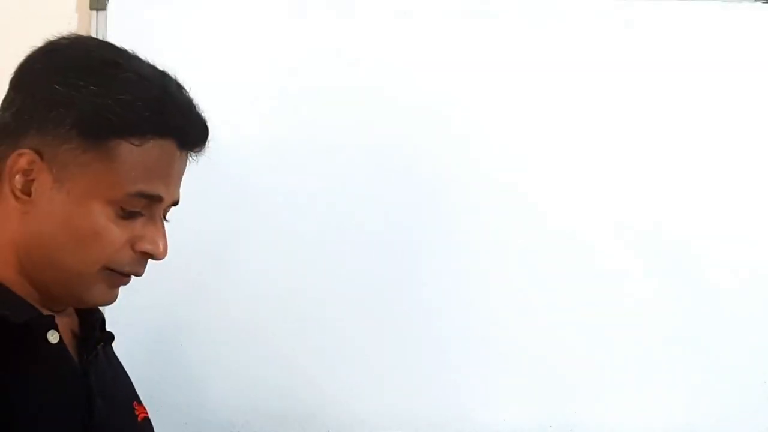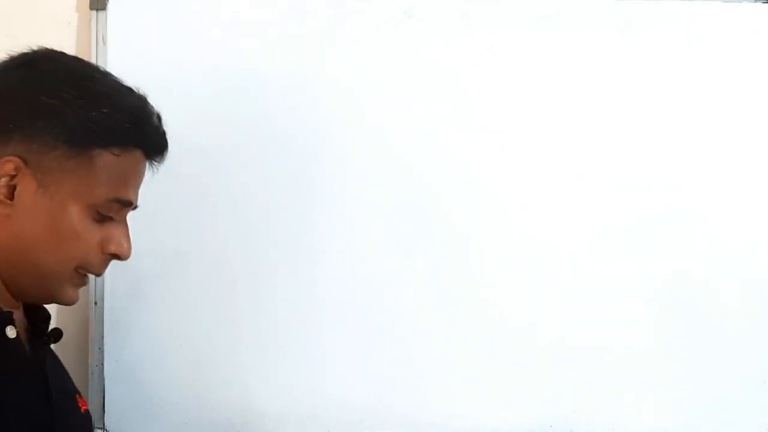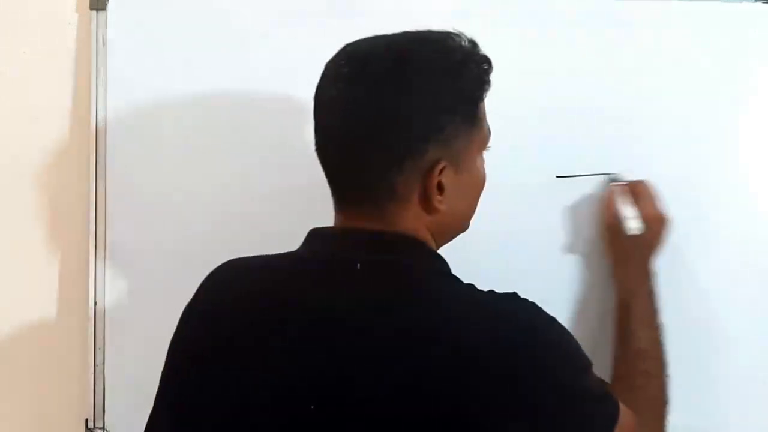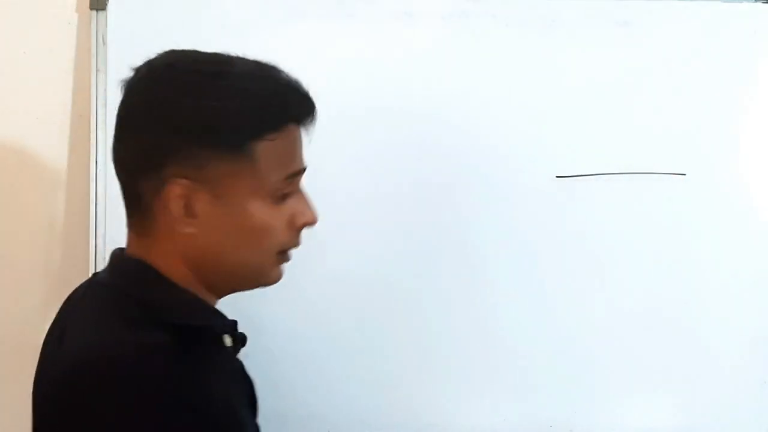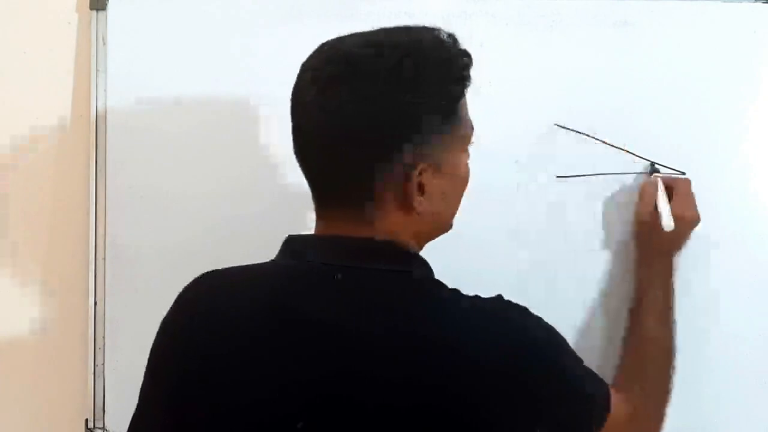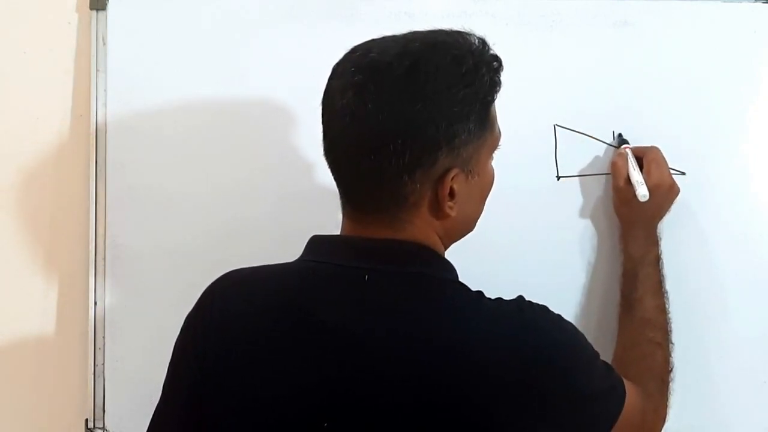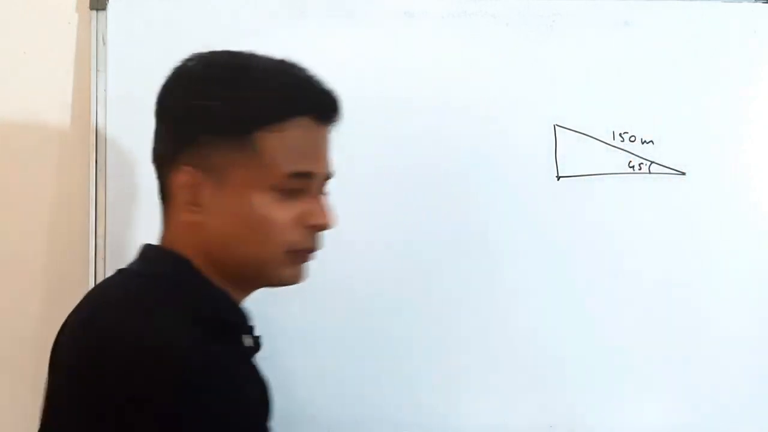Alright guys, now the third question. A bridge across a river makes an angle 45 degree with the river bank. If the length of the bridge is 150, find the width of the river. So let this be the river width. A bridge across it makes an angle 45 degree and the length of the bridge is 150 meters. This is what they have said.